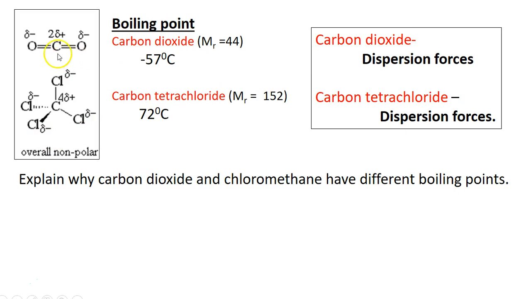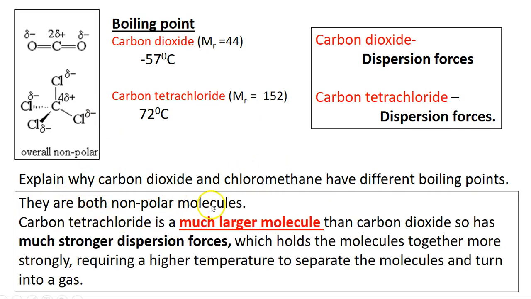Okay, so the only things that are holding one carbon dioxide with another carbon dioxide would be dispersion forces, and the same with carbon tetrachloride. So this turns from a liquid to a gas at -57, and this is warmer at 72. So they both have dispersion forces between them. So the reason is that there's more electrons, greater mass. Greater mass means more protons and also means more electrons. So we need to be able to write that.